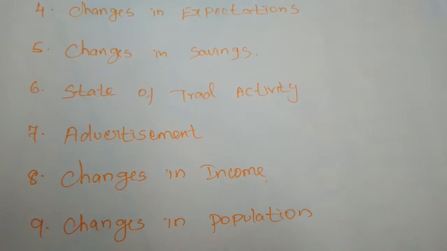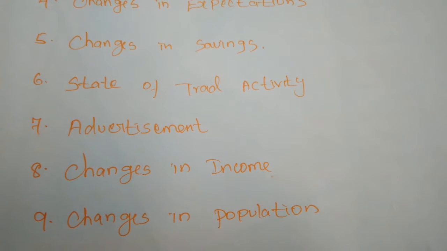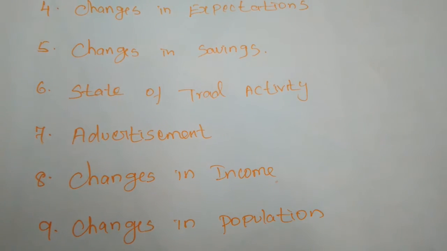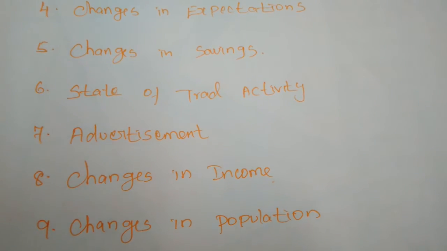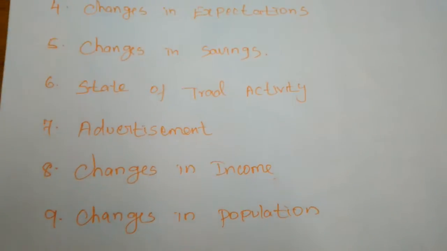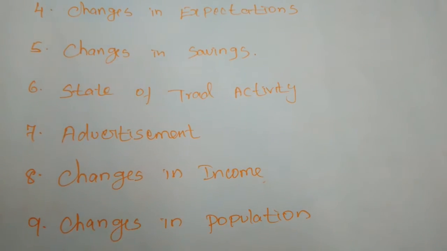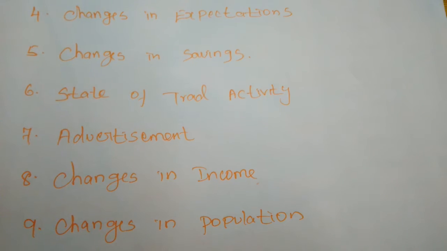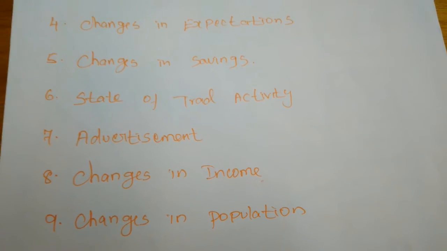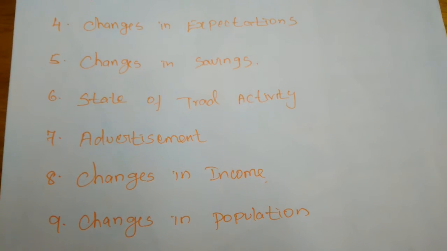Next is state of trade activity. State of trade activity means, as we have already studied many times, the trade cycle. In this trade cycle, if the economy is in boom situations, the demand for commodities will increase. In these boom situations, employment opportunities are high and the factors of production are fully employed. The consumers also have more purchasing power, and their living standard will be at a prosperity level. So in the time of the boom phase of the trade cycle, the demand for commodities will increase.